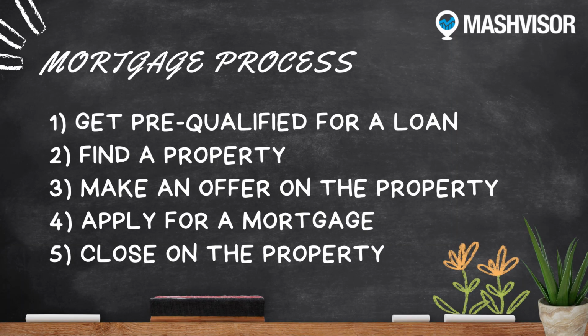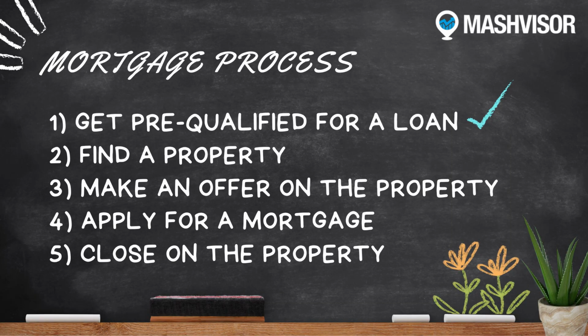The first step in the process is to get pre-qualified for a loan. This can be done by meeting with a lender and providing them with information about your income, debts, and credit history. Based on this information, the lender will be able to give you an estimate on how much they're willing to lend you. Number 2, find a property. Once you have been pre-qualified for a loan, you can start shopping for a property. It's important to remember that you will need to find a property that's within your budget and that meets all of the guidelines set forth by the lender.